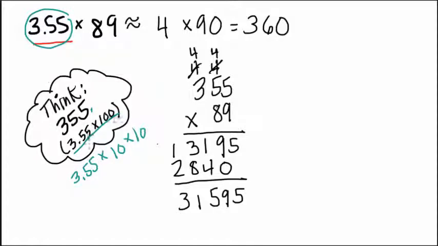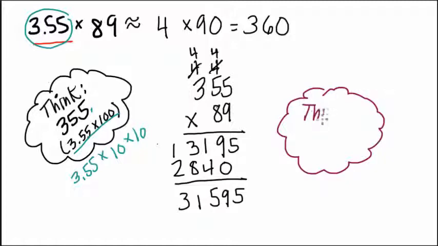That gives us 31,595. But now remember, we multiplied by 100, so on this side we want to think backwards. We're going to think about this number divided by 100. And where is that decimal when we're thinking this? Well, the decimal is at the end. When we're dividing, if we moved it over 2 times here, it's going to move over 2 times here. So in this case, it's really 315.